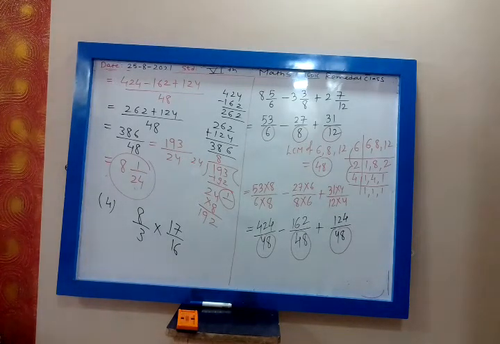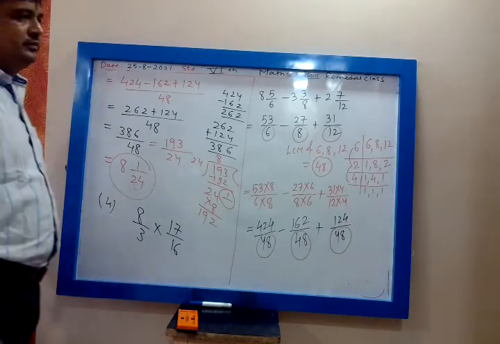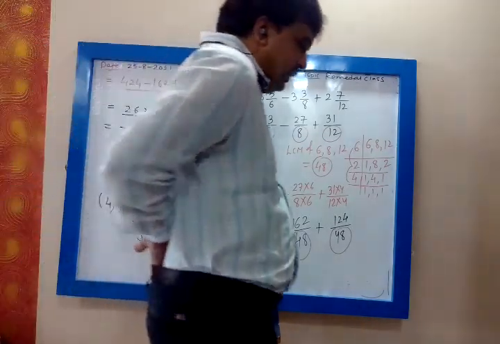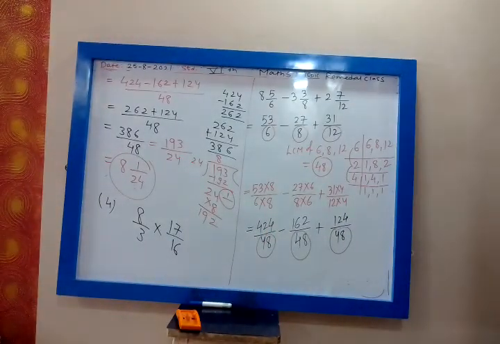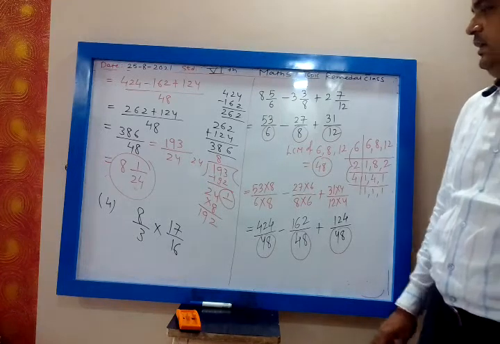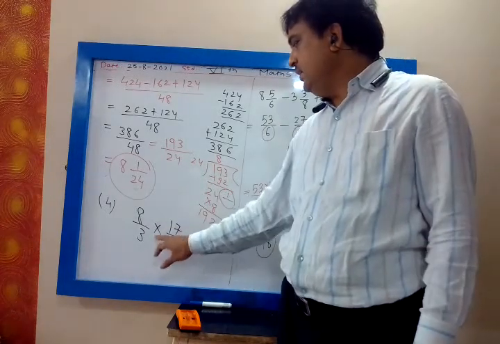Do the fourth one. 8 by 3 into 17 by 16. There is a multiplication sign between two fractions. So how do we multiply two fractions? Multiply numerator to numerator, denominator to denominator.